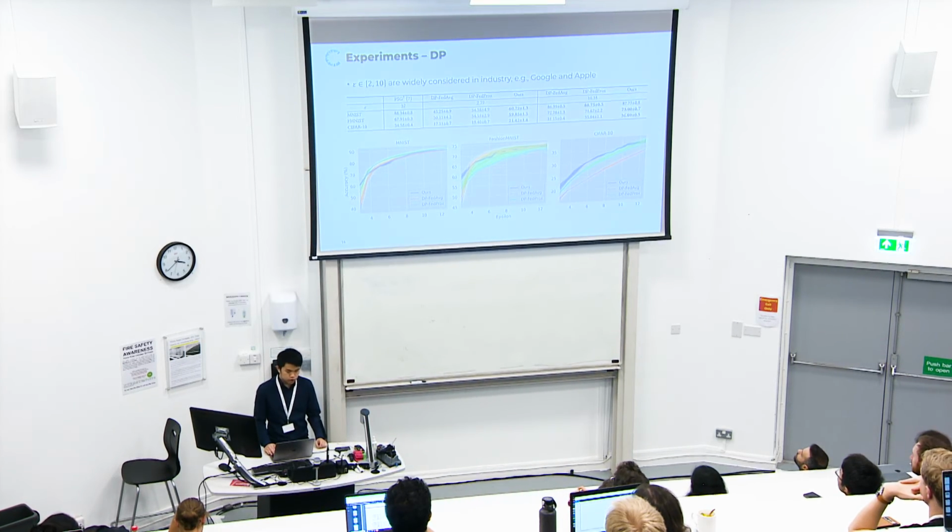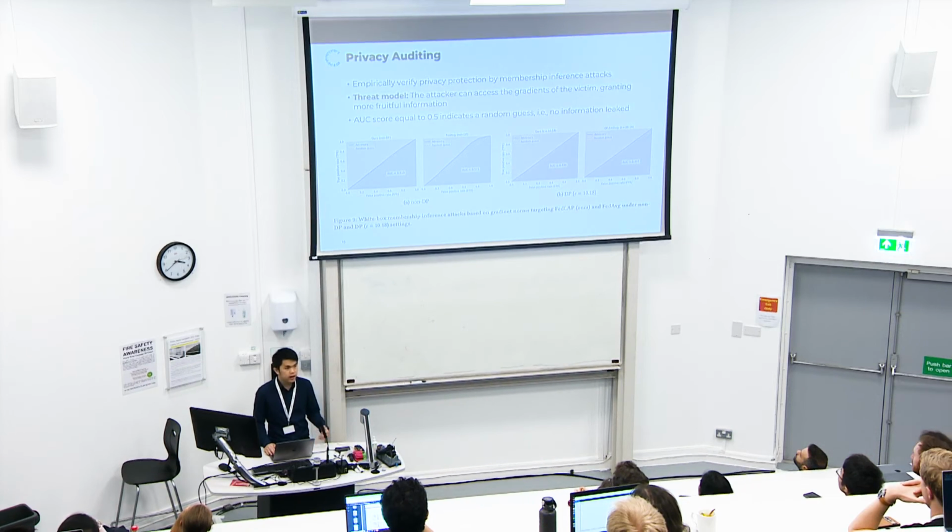And we move on to DP settings, where we consider epsilon between 2 and 10. This range is kind of widely considered in industry. For example, in some Google or Apple products, they consider this range. And then we see that for most of the cases, our method outperforms the baselines, and especially under a tighter privacy budget, our method performs much better than the baselines.